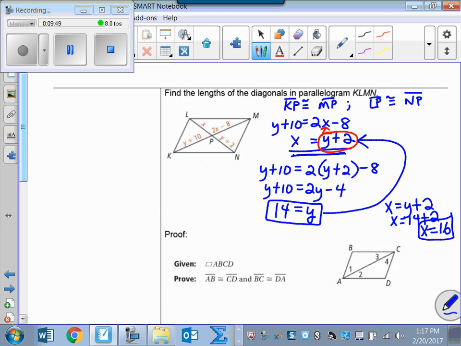So let's see if that makes sense. If I plug 16 in right here, I get 32. 32 minus 8 is 24. If I put 14 right here, I got 24 equals 24. And if x is 16 and y is 14, yep, I check both of those and that definitely works.